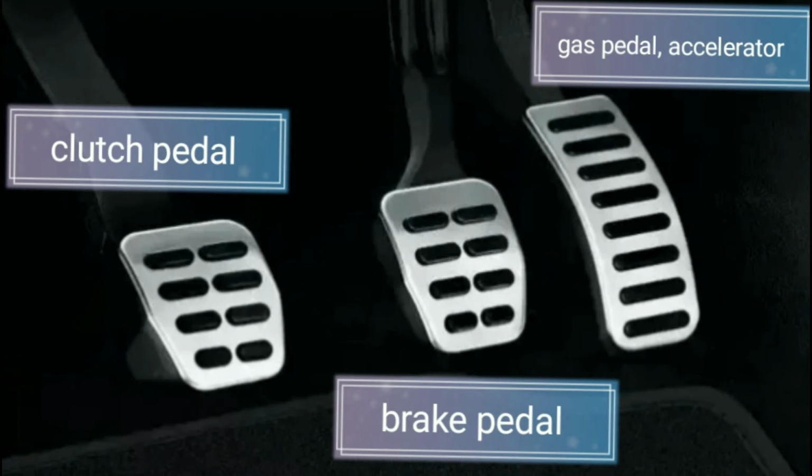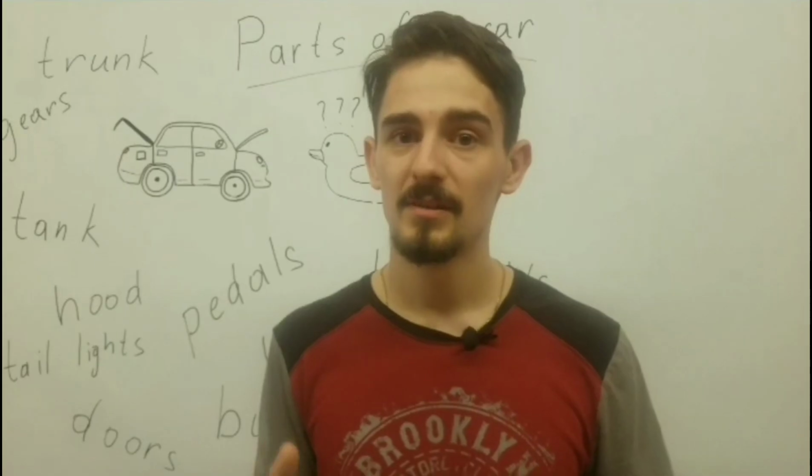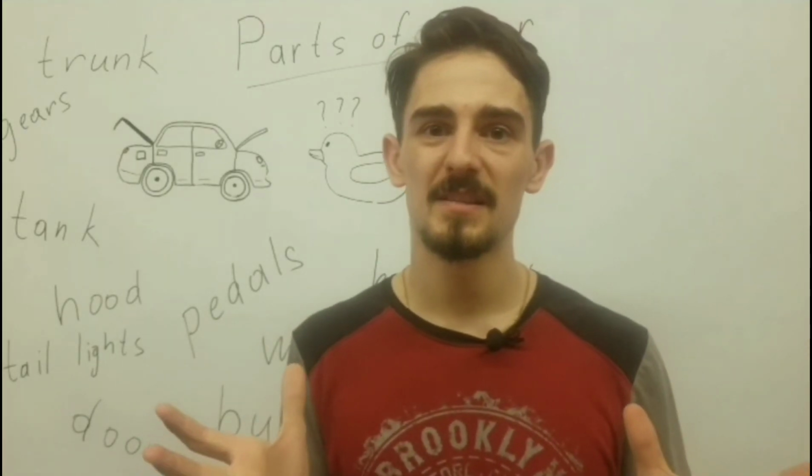The second pedal is the brake pedal. You press it when you need to stop, when you need to slow your car down. So you press the brake pedal, you slow down, and eventually you stop. Then the last one is the clutch. So the clutch helps you to switch your gear, to shift your gear. If you want to shift your gear, don't forget to press your clutch, or otherwise your car will just stop, right?